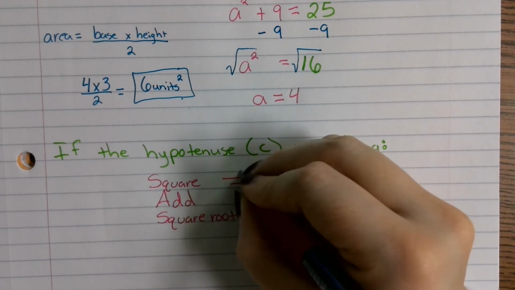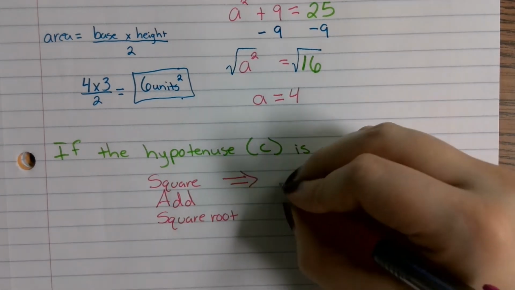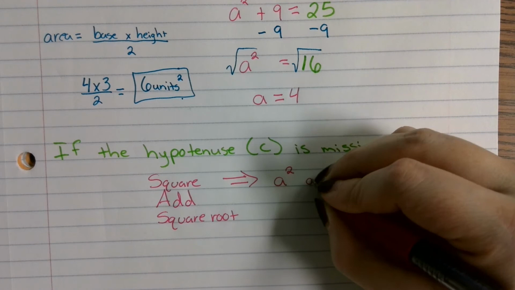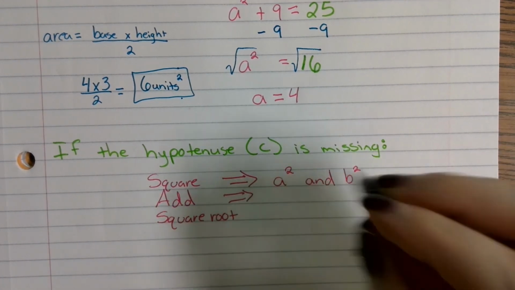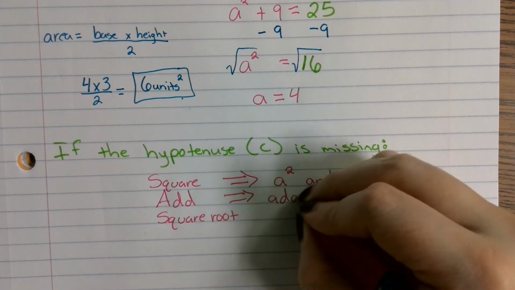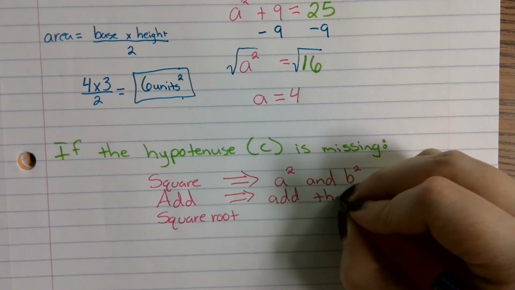And here's what I mean. So you square the 2 numbers that you know, A squared and B squared. You add those 2 answers together.